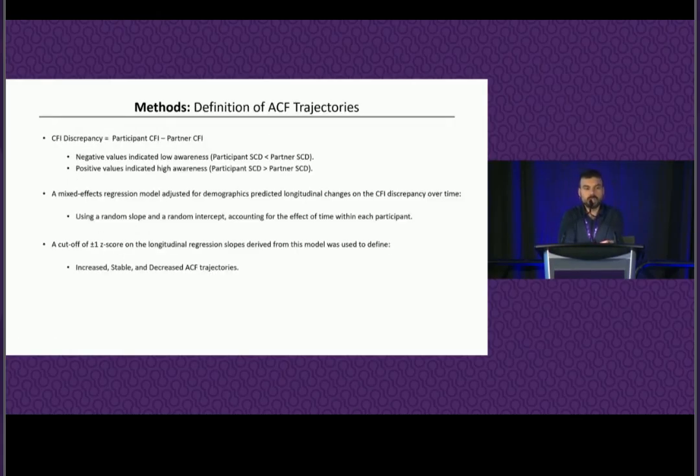To define ACF trajectories, first of all, we computed a CFI discrepancy subtracting participant and partner CFI scores, such that negative values indicated low awareness, partners complaining more than participants, and positive values in this discrepancy indicated high awareness, participants complaining more than partners. A mixed effect regression model adjusted for demographics was used to predict longitudinal changes on the CFI discrepancy over time, using a random slope and a random intercept, accounting for the effect of time within each participant. A cutoff of one z-score on the longitudinal regression slopes derived from this model was used to define increased, stable, and decreased ACF trajectories.